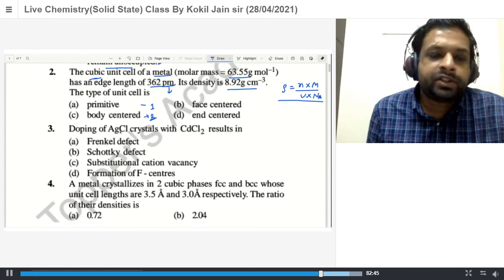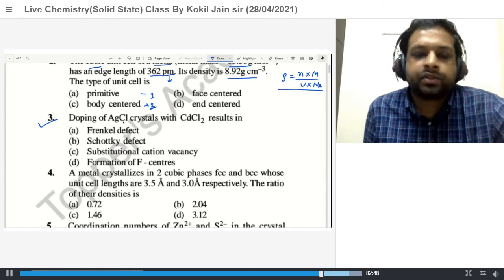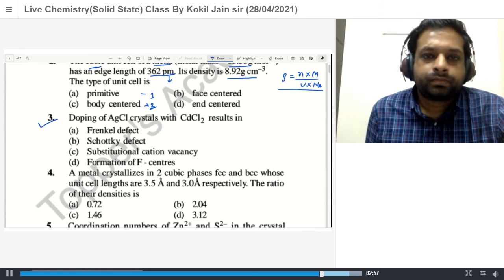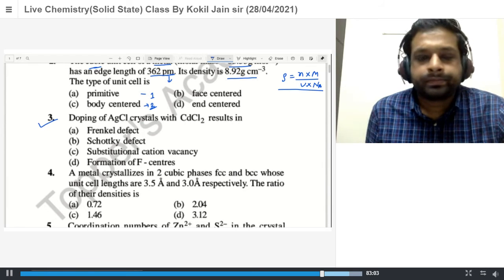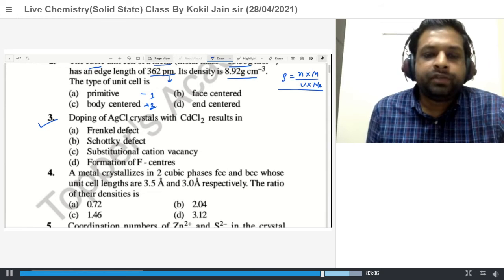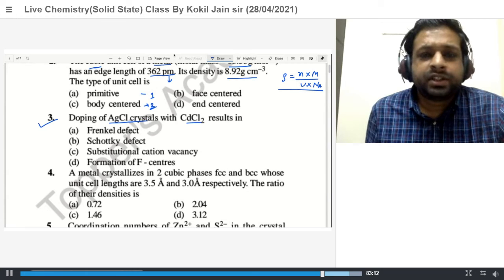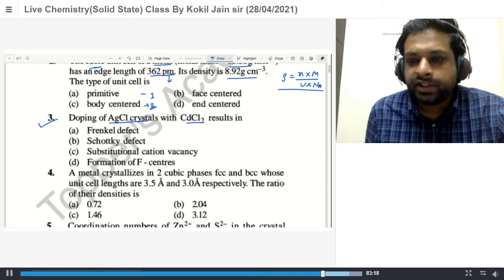Now, can you tell me this question depending upon today's class only? Doping of AgCl crystals with CdCl2. Yes, Arman. Just see if it is okay. Screen share has ended or screen is visible to you? Yes. Visible, na? So what is the answer of the third question?